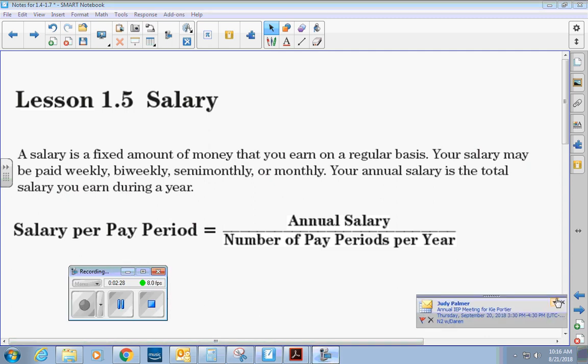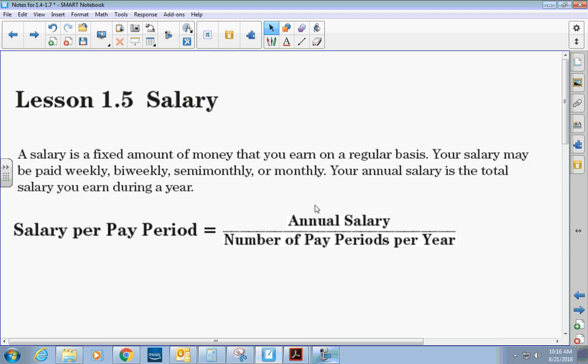So salary, as a teacher, that's what I get. It's a fixed amount of money that you earn on a regular basis. Your salary may be paid weekly, bi-weekly, semi-monthly, or monthly. Go ahead and underline those items. This is the hardest part of this section.